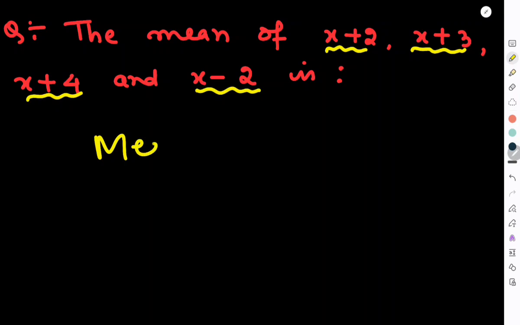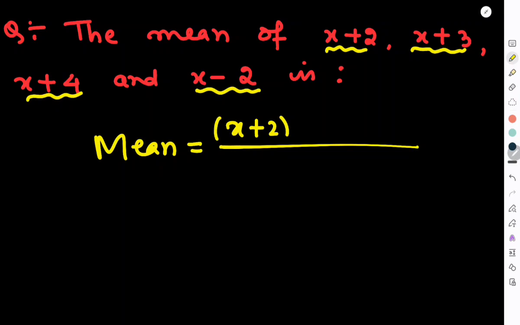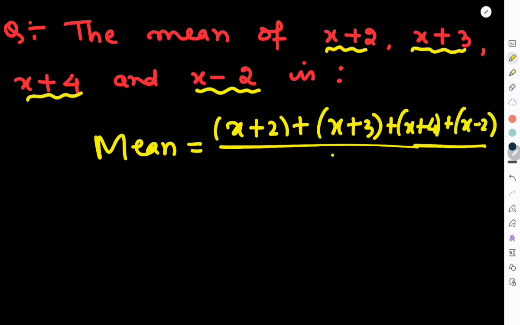So mean we can find as the sum of the observations by total observations. So my observations are, one is x plus 2, next is x plus 3, then you have x plus 4 and then you have x minus 2. And how many observations are there? Obviously 4, so I'll divide by 4.